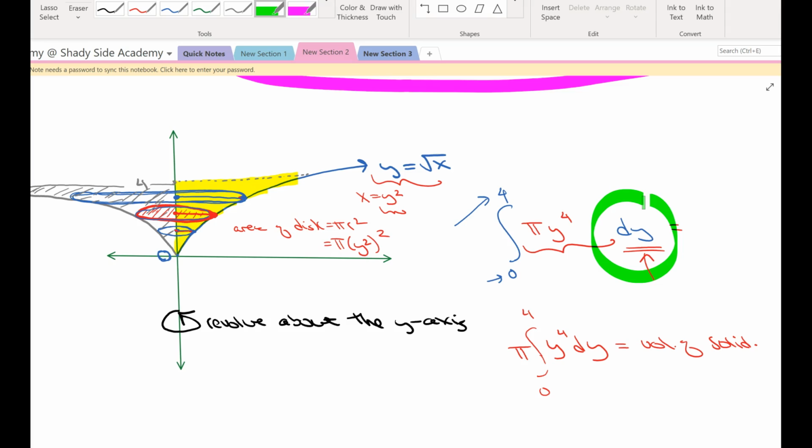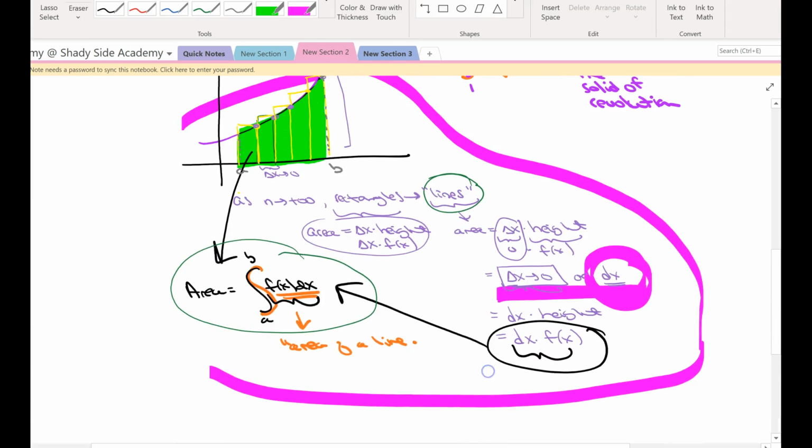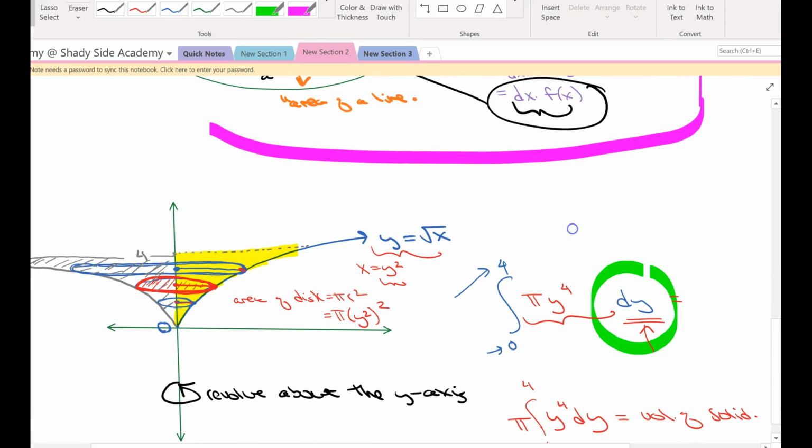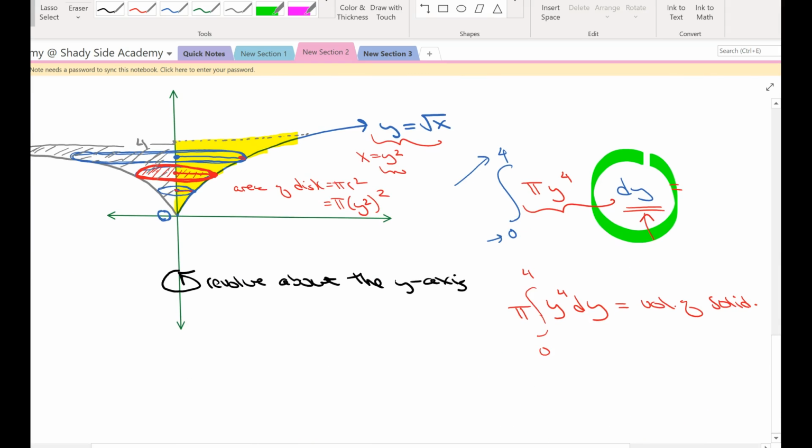What I'm going to do now is let you go and start the homework. The homework, as you can imagine, is going to be on solids of revolution. And the only cross-section we have so far are disks.